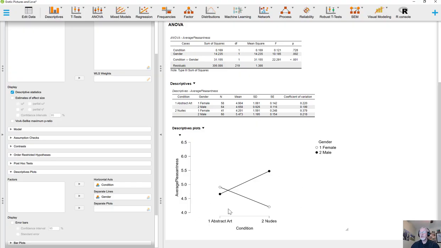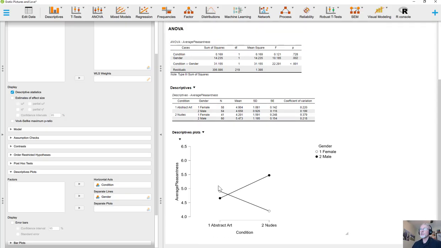And here it becomes obvious that for the males, the pleasantness they ascribe to looking at the nudes is higher than that for abstract art. For females, it appears to be the opposing effect, where they have a decrease in their pleasantness at looking at nudes compared to the abstract art. So it's going in the opposite direction.